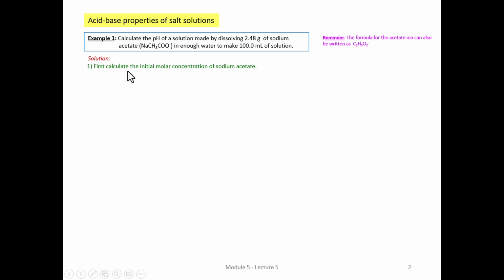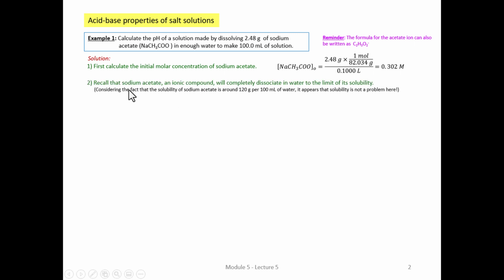First of all, what we want to do as we approach this is simply calculate the initial molar concentration of the sodium acetate. And that's easy to do. We take 2.48 grams, divide by its molar mass, and then divide that result by the volume of solution in liters to get 0.302 molar.